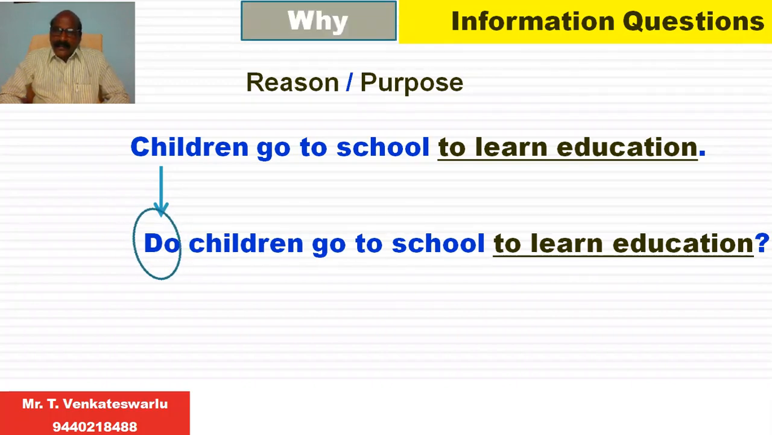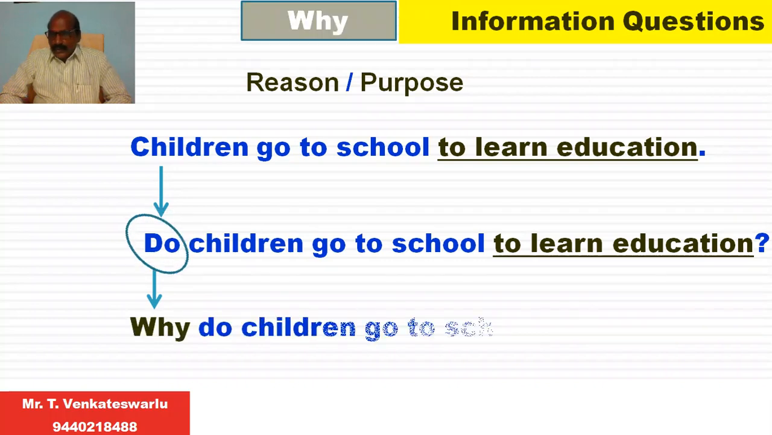And the underlined part to learn education refers to some purpose. So when we refer to some purpose, we have to use the question beginning with why. Why do children go to school? And the underlined part is deleted.